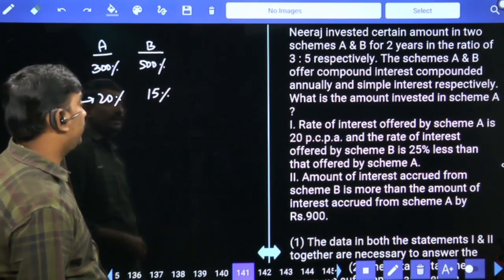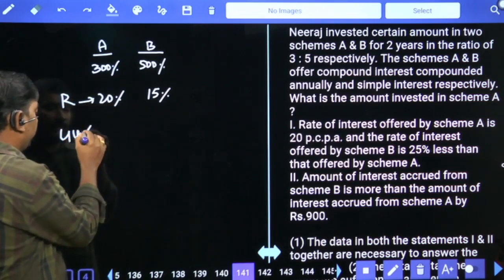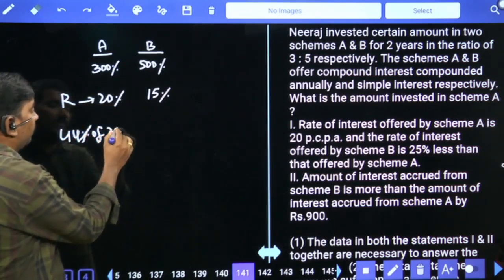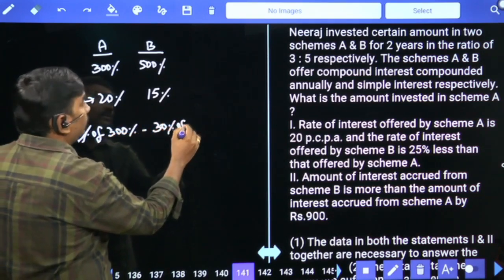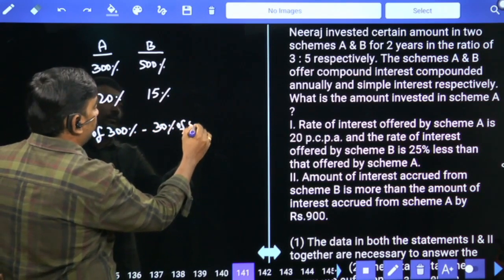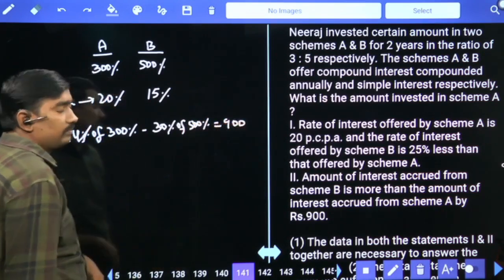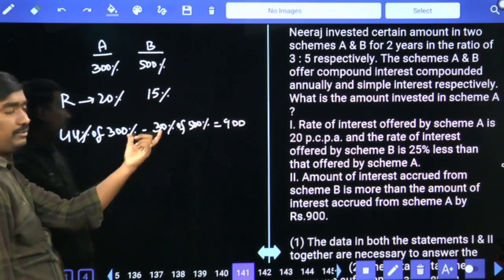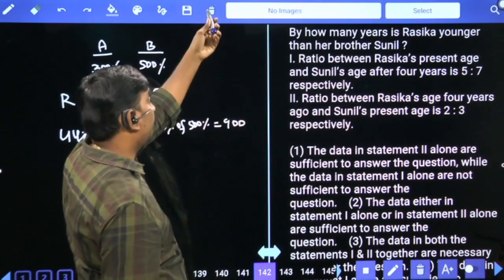Scheme A compound interest per 1 year 20% means 2 years 44% of 300, minus 30% of 500%, is equal to 900 rupees. So by using 1 and 2 together we can say the answer. 1 and 2 together are required.